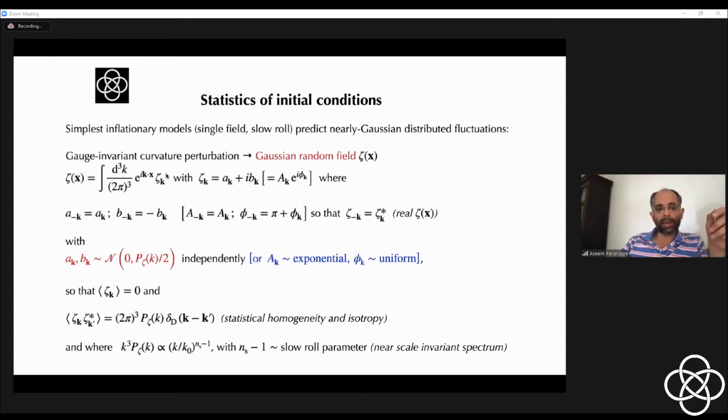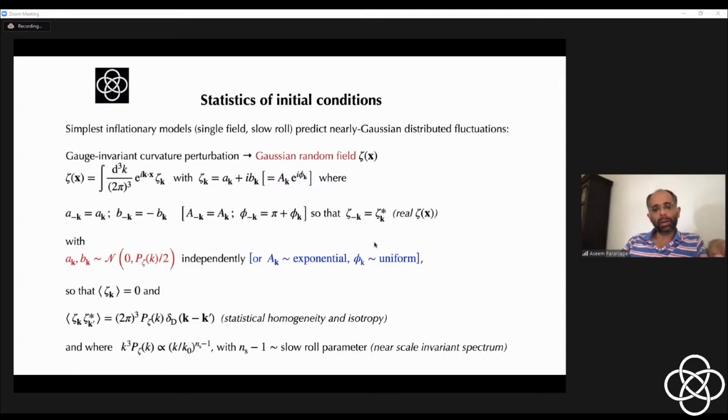And then on the right hand side, I apply the complex conjugate. And then I take a subtraction. So if zeta is equal to zeta star, then zeta minus zeta star is 0. So I do that on the right hand side also. And you can very easily show that this will impose certain conditions on these AKs and BKs.